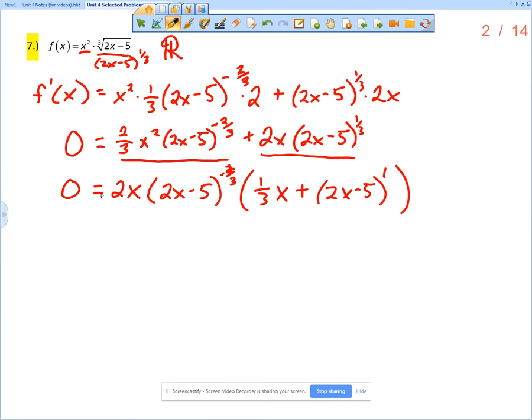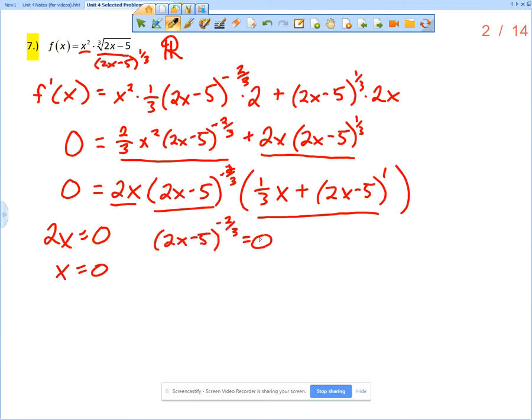So now I have three factors multiplied together to equal 0. What must be true? Either the first thing equals 0, which means x equals 0, or the second thing, 2x minus 5 to the negative 2/3, equals 0, which actually can't be true, and I'll explain that in a minute, or the last thing, 1/3 x plus 2x minus 5 equals 0. That's just a linear equation, so that one is easy to solve.